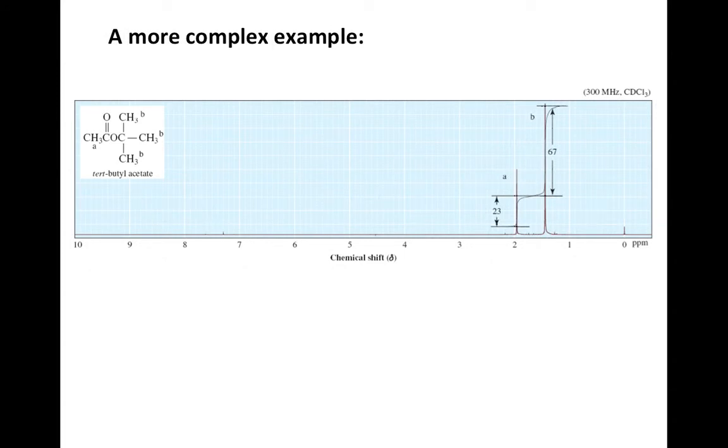Okay, I'm going to finish off with one last example, which is a bit more complex. So now this molecule here is tert-butyl acetate. There's the structure of the molecule there. And once again, we've got a little signal there from TMS that we can ignore, and there's two signals here that correspond to the tert-butyl acetate molecule.